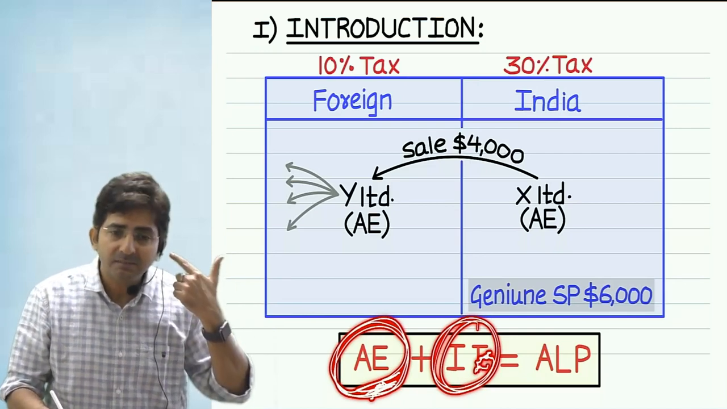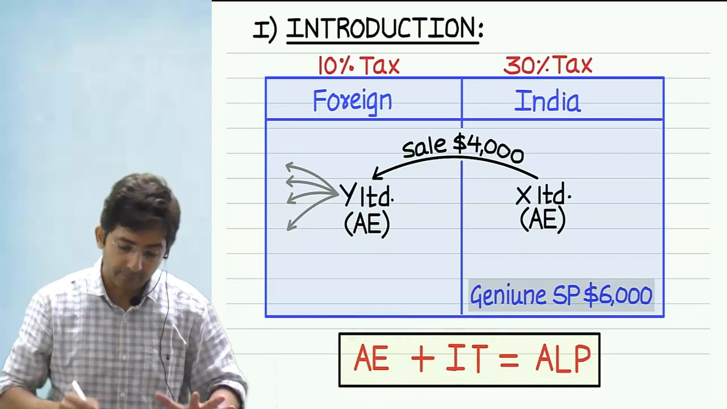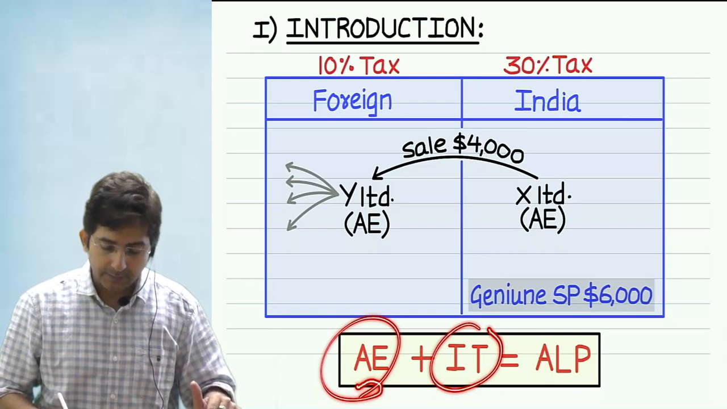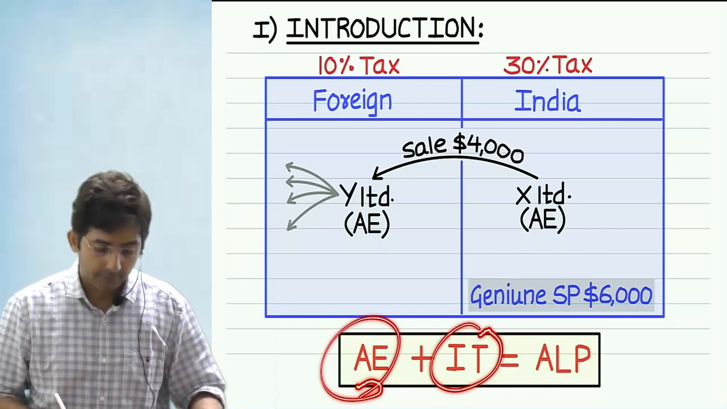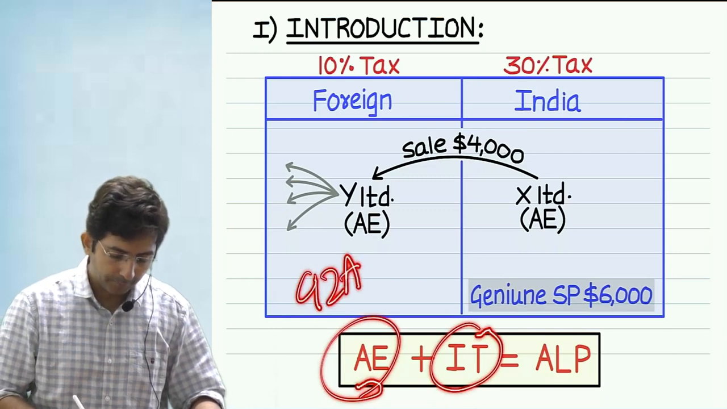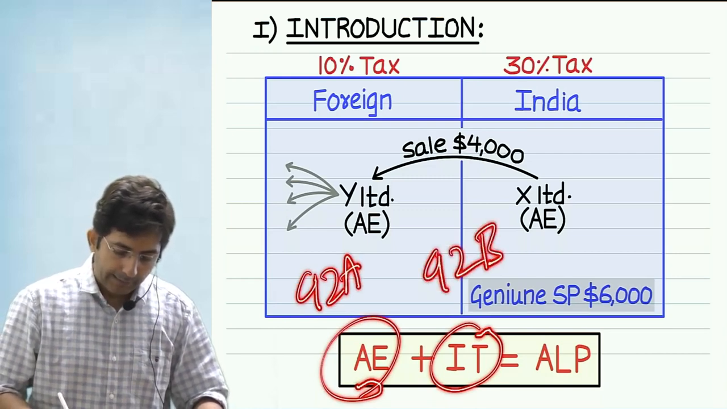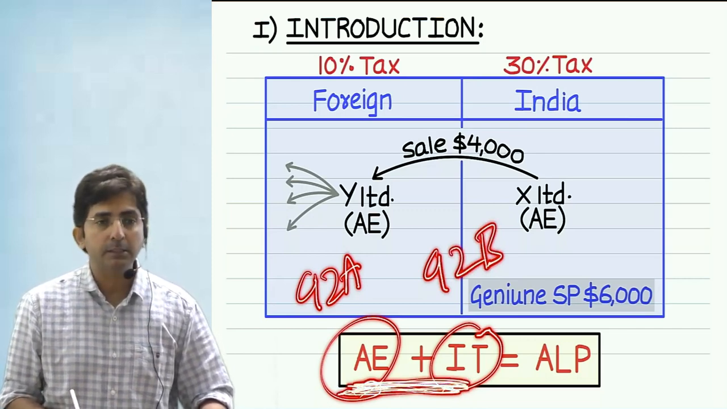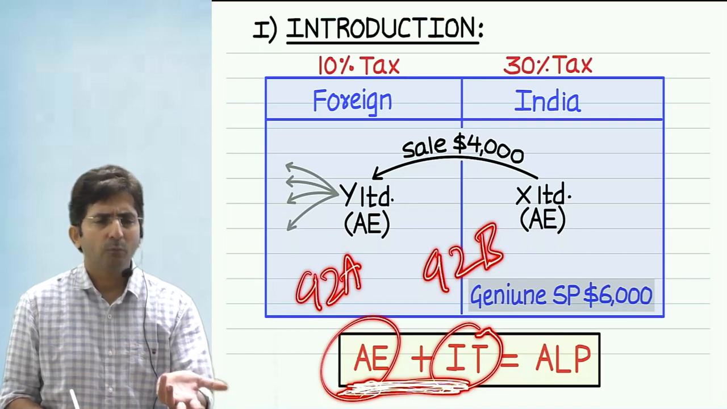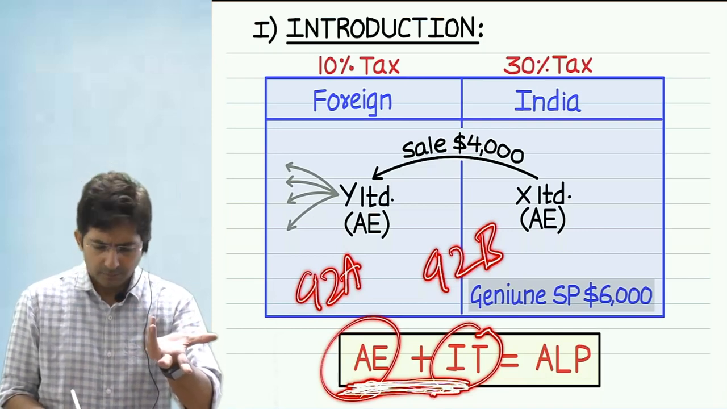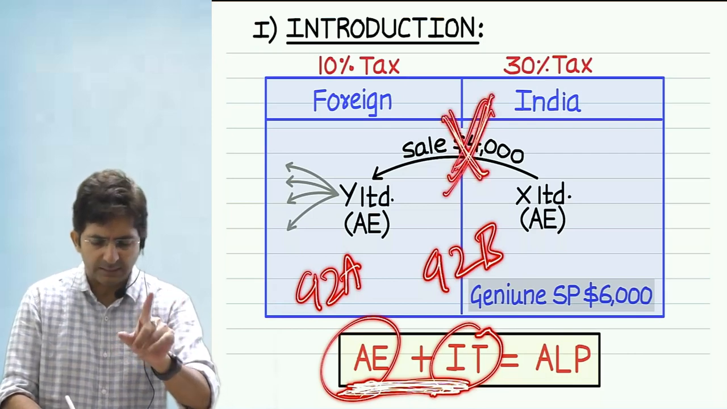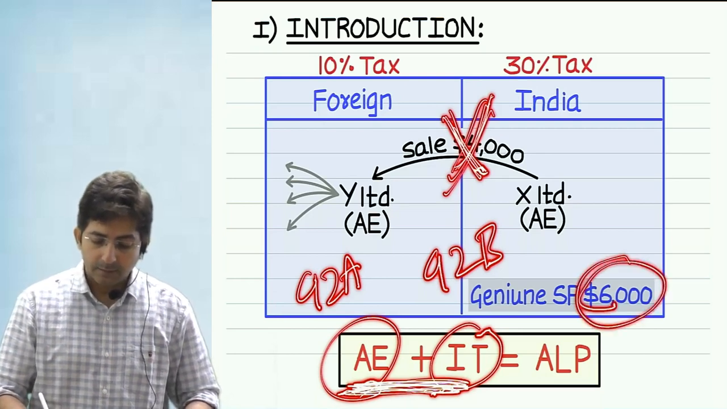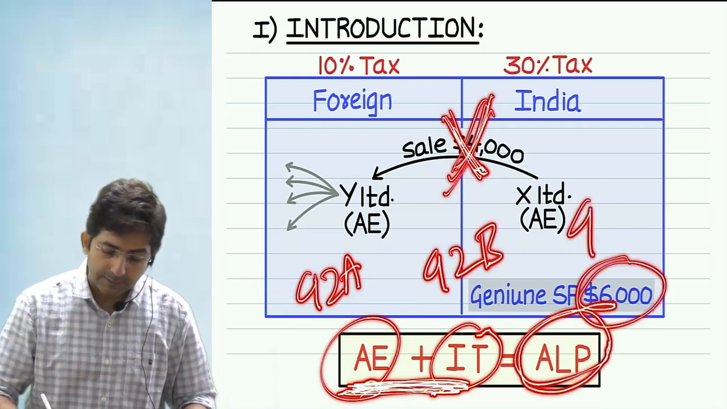Are you hearing this section? So one section is defining associated enterprise, that is 92A. And the other section is defining international transaction, that is 92B. So check section 92A and 92B. And let us assume this combination is built. If this combination is built, what happens? Whenever these two conditions are satisfied, we don't trust this price, right? We call this cheating. So what do we do? We find out the arm's length price. But how to find the arm's length price? There is a section for that, 92C.